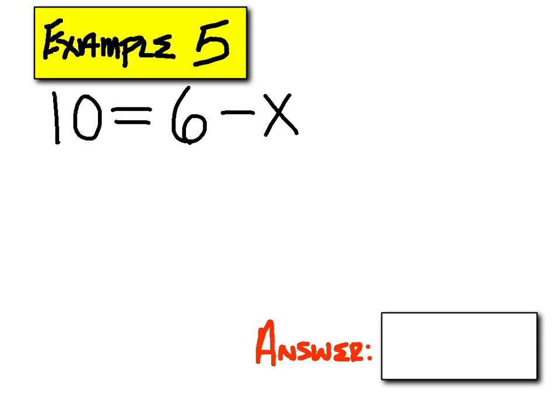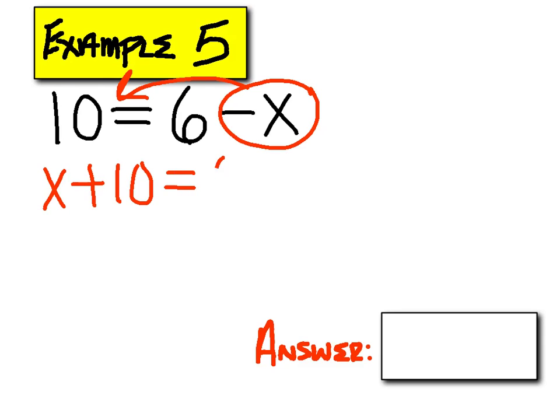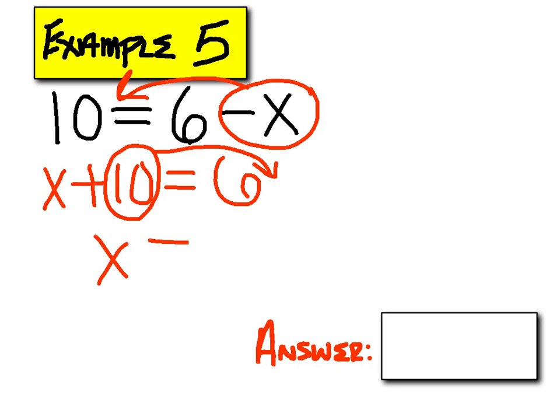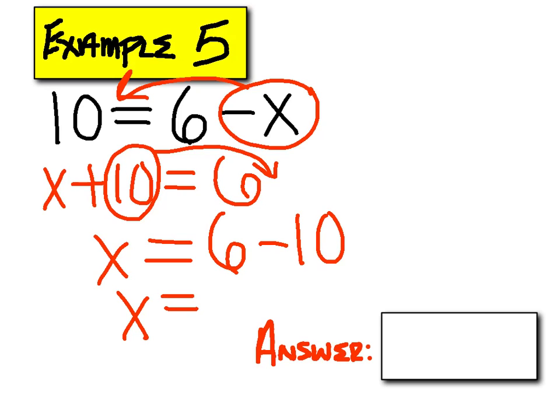Okay, example number 5. We have 10 is equal to 6 minus x. We want to take our negative x to the other side to make it positive. So we have x plus 10 is equal to 6. Now we want to take our 10 to the right side. Our 10 becomes a negative 10. So x is equal to negative 4.